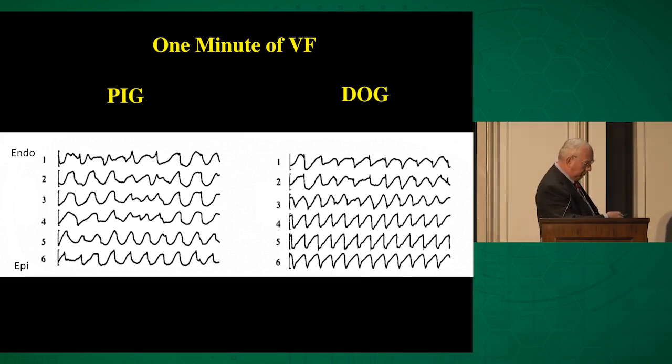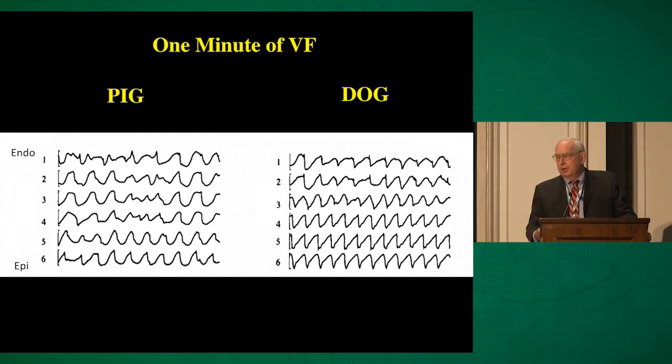And so here's the results typical from the pig. When the activation front goes by in these unipolar recordings, there will be a rapid downslope in the signal. So you see here activation fronts are going by. This is 1 second of data, so it's activating about 10 times a second. And about the same rate all the way transmurally from the endocardium to the epicardium. Same thing in the dog, it's going a little bit faster, but you have basically the same rate from the endocardium to the epicardium for the first minute of VF.